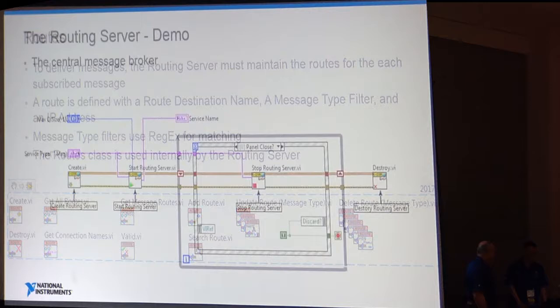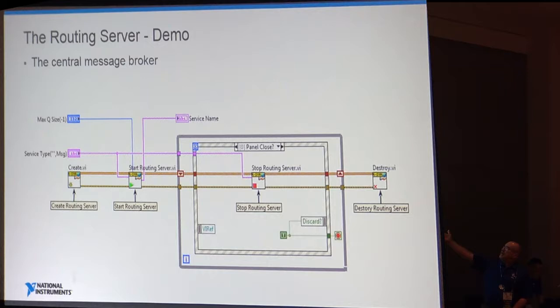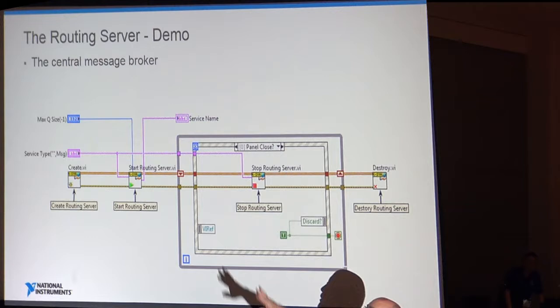And then the routing server demo. This is how you start a routing server. It's basically all that's needed. Somewhere in the very beginning of your code, you create the base routing server, you start a routing server, and you can start multiple. And then at the end of your code, you just basically stop it.